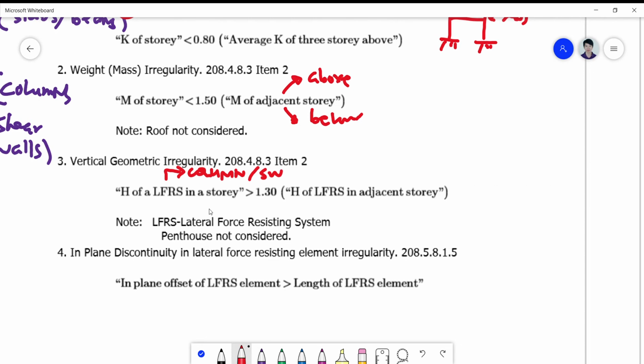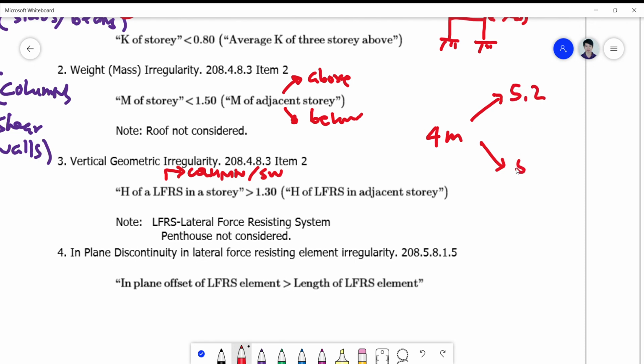So the height of the column or shear wall in a story must not be greater than 1.30 times the height of the LFRS in the adjacent story. So what does that mean? If I have a 4 meter height of a story, the adjacent story must not exceed 30% of this. So if I multiply 30%, my limitation for the story above and below must only be 5.2.